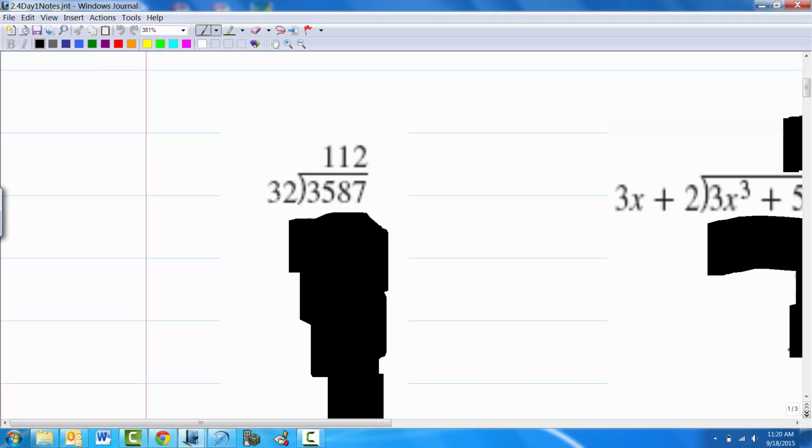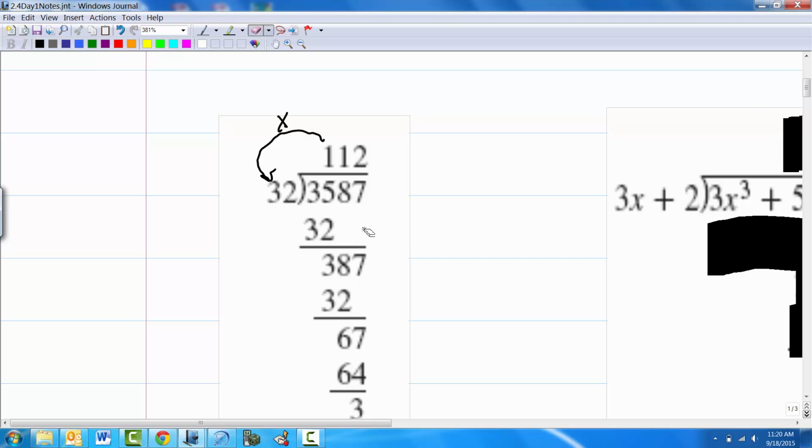Okay, now, 32. How many times does 32 go into 3? None, but into 35, 1, and that's why you have a 1 up above here. So then what do you do with this one? You multiply it, and then what do you do? Subtract it. So these are the steps, the skills that we're going to use from grade school for polynomial division. Everyone forgets the subtract part. Okay, and then you subtract, you get 3, then you bring down the 8, you don't really need the 7.